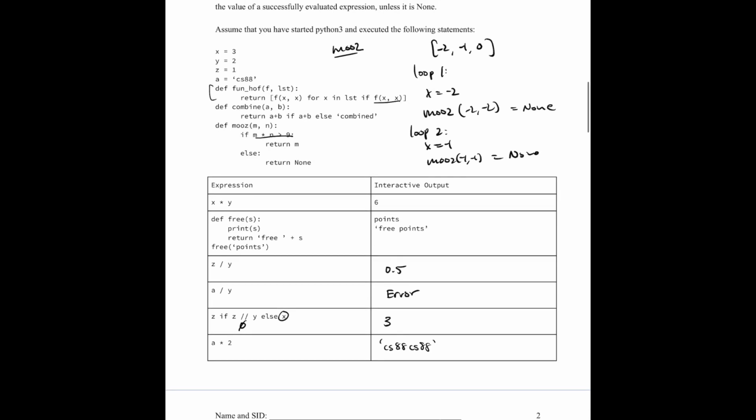Right, so then in our next loop, x is going to be -1, and moves of -1, -1 is also going to be None, because we know that -1 times -1 is not greater than 9. So we're going to be returning None again, and again we don't include it. And for 0, we're definitely not going to include 0, because 0 times 0 can't be greater than 9 either. So essentially, we're just going to get an empty list from this.